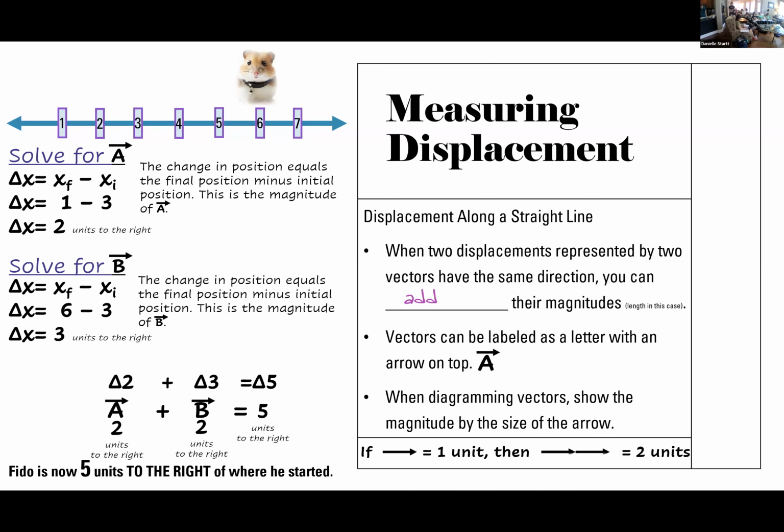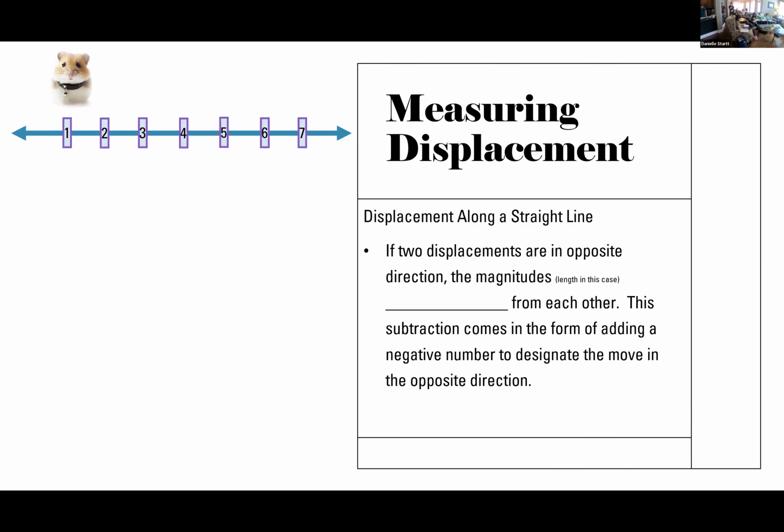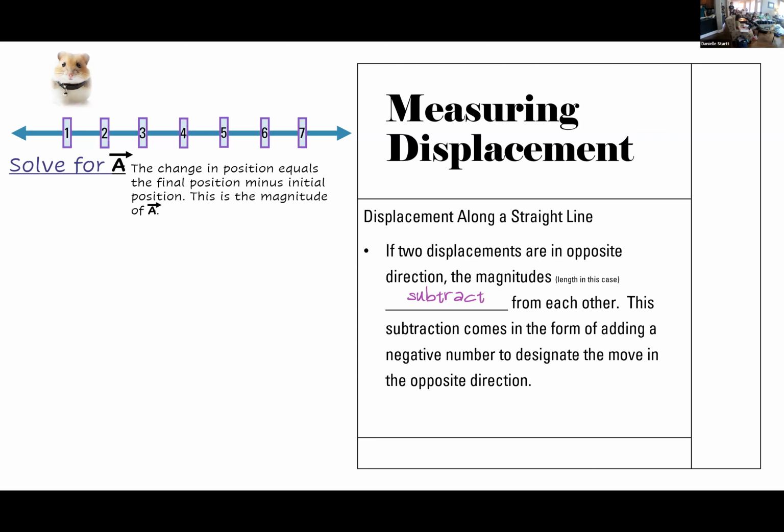So if you got a little arrow like that, that's 1, then a bigger arrow is 2. Okay, so now what do we do if we're on a straight line, but the displacements are in opposite directions, Xander? Yeah, they're going to subtract. Very good. So they're going to subtract from each other. So it basically is adding a negative number. So here's how it looks. So if we're going to solve for A, again, vector A in this case.